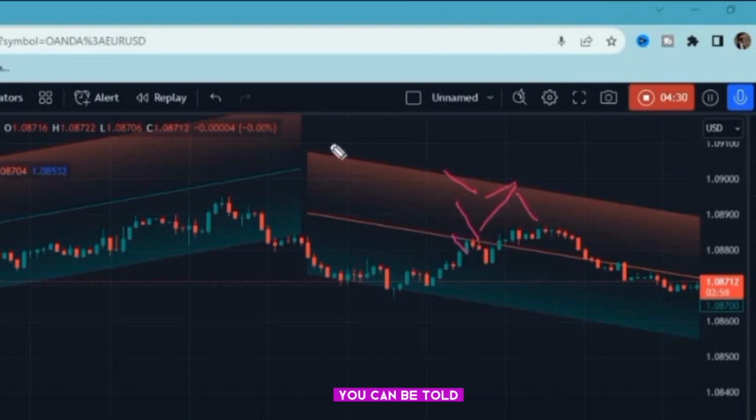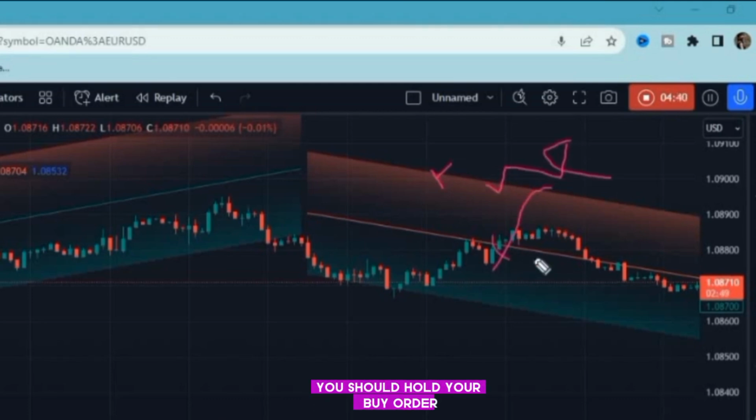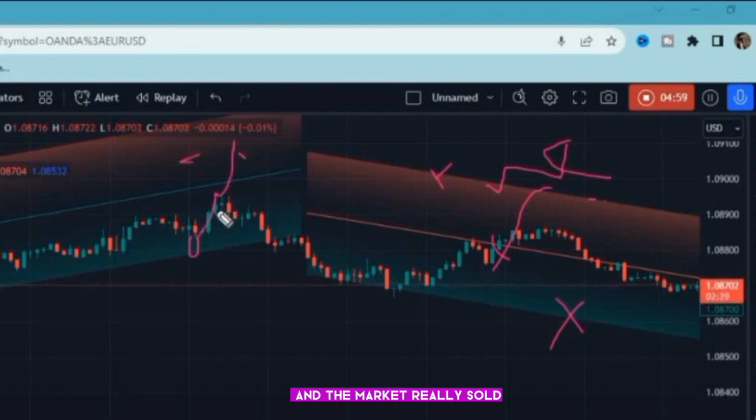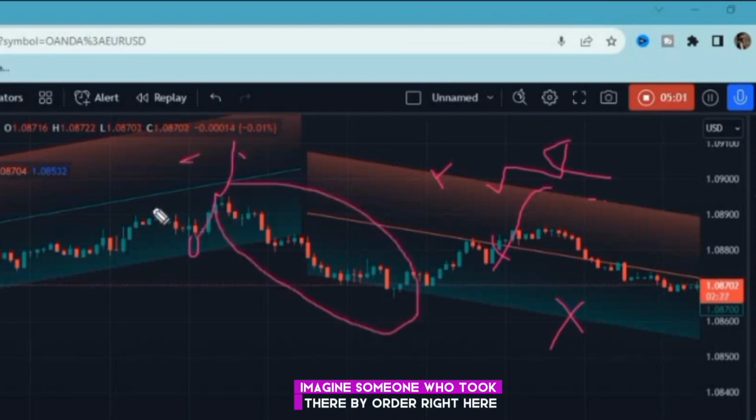Listen, you can be told to take your sell order right here and the market continues buying, you understand me, but when you pay attention to the center line, you have reasons why you should hold your buy order, even when it gets to this level, and a reason why you should continue holding your sell order when it gets to this blue zone, and it's well explained right here, whereby you are supposed to look for your buying order. This failed and the market really sold. So imagine someone who took their buy order right here, they could have lost a lot of money.